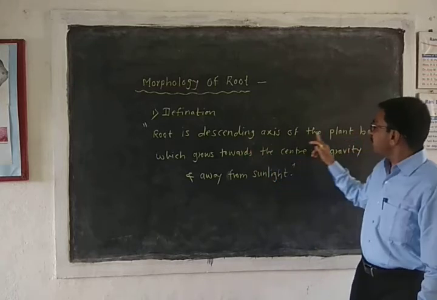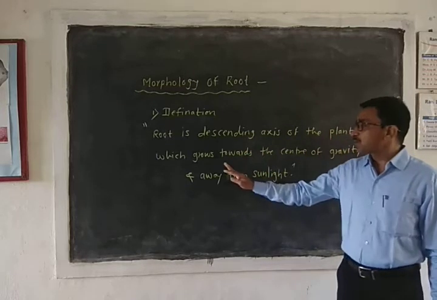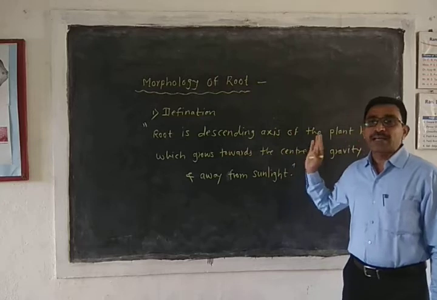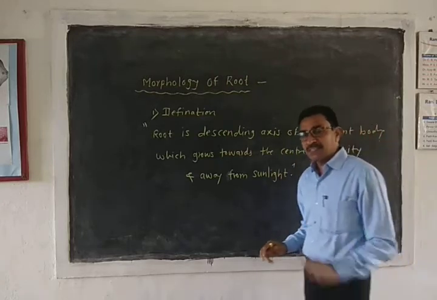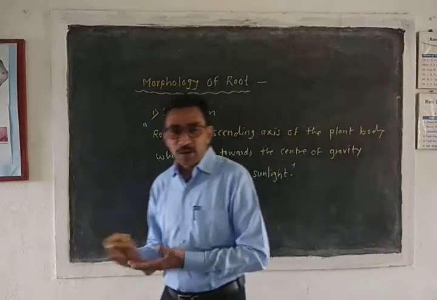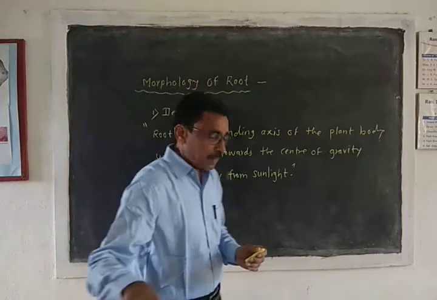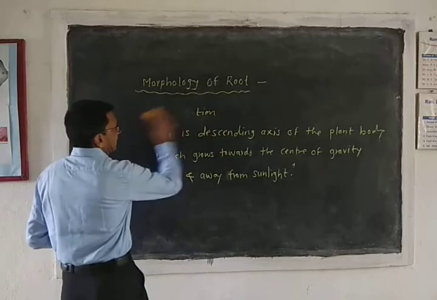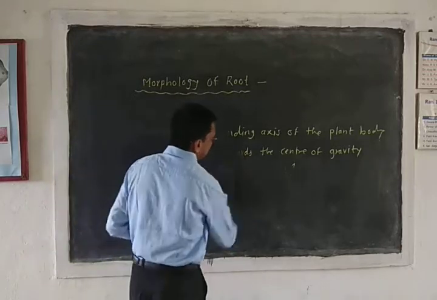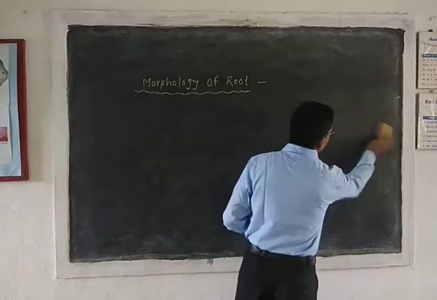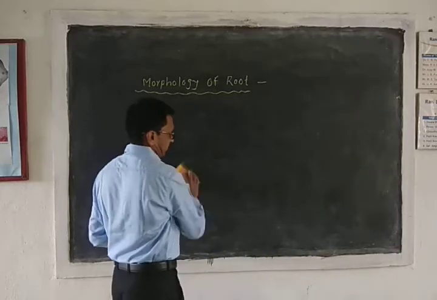Descending axis of the plant body which grows towards the center of gravity and away from sunlight. This is the simple definition of root. Now the question is how roots are formed. It is very simple and very interesting how roots are formed.